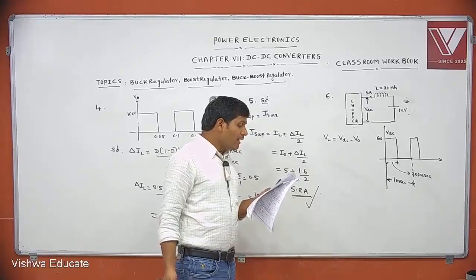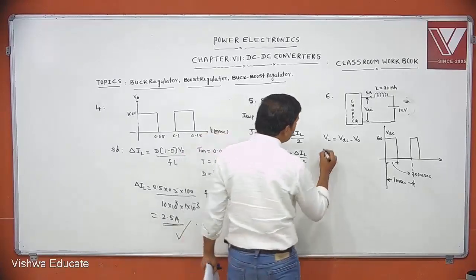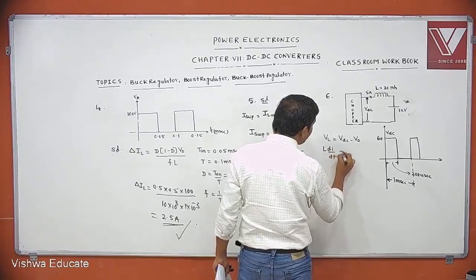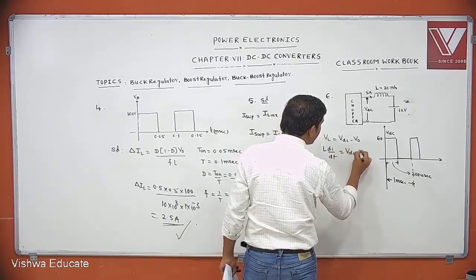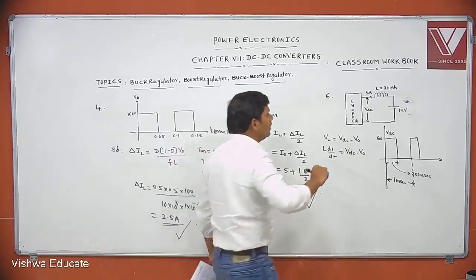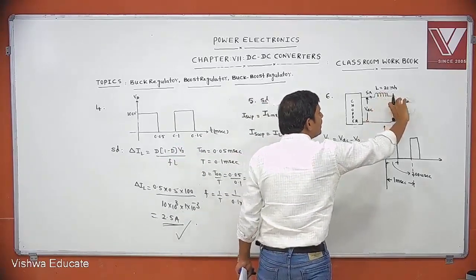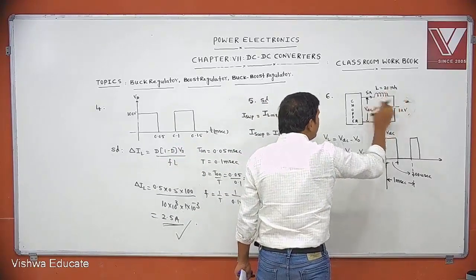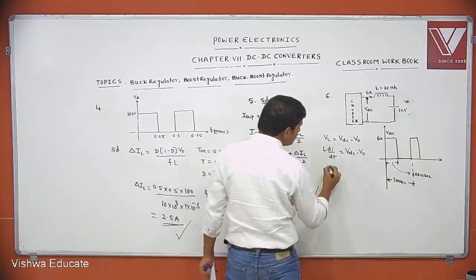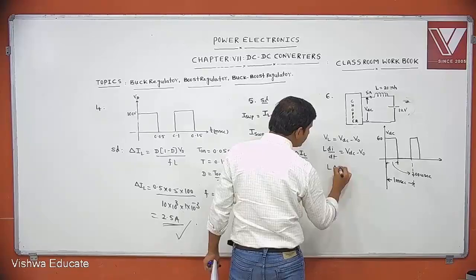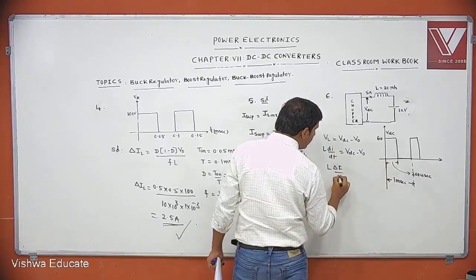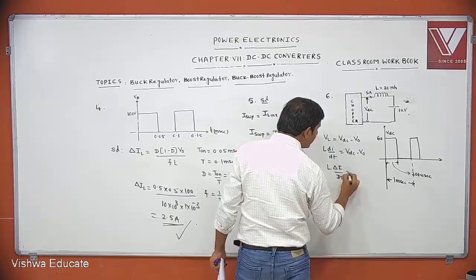Then to find this, we write VL equal to L into di by dt. L into di by dt equals VDC minus V0. This is VL, this is V0. Then VL equals VDC minus V0. Shall we write like this? L into delta I. What is dt? During on time I will take T on as dt.